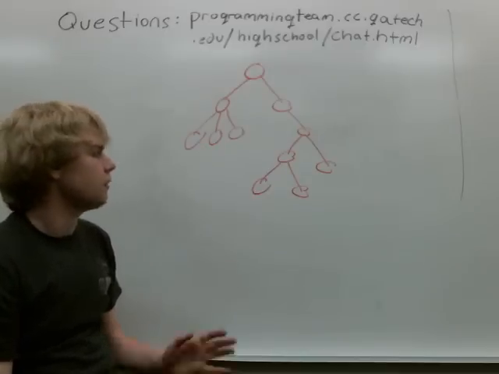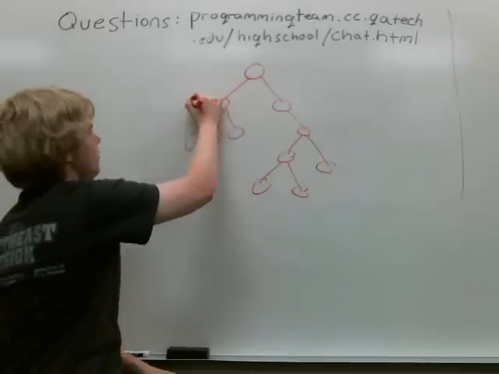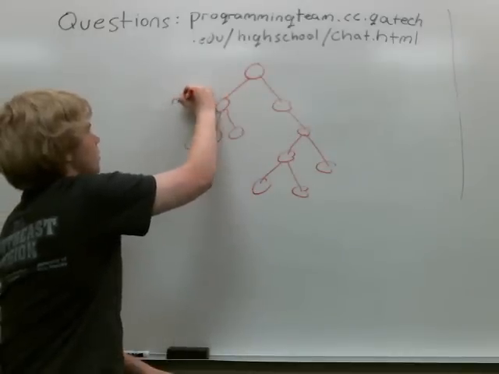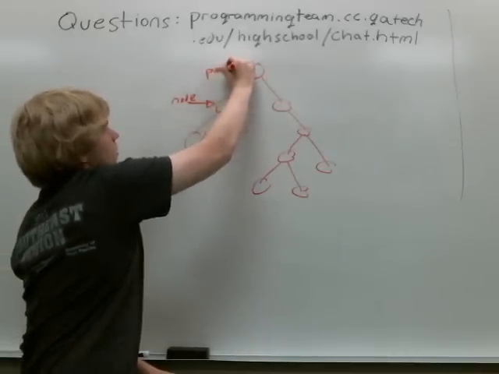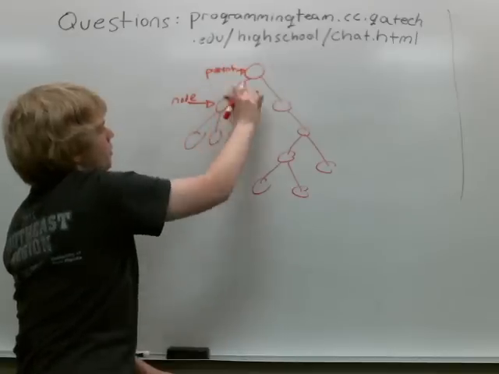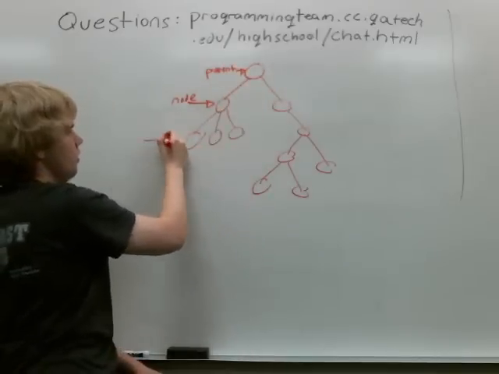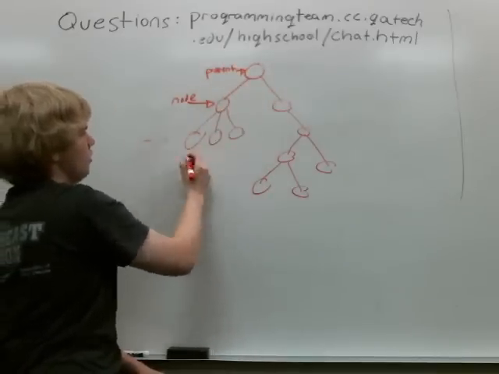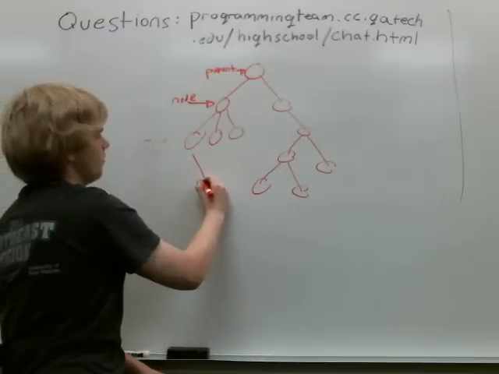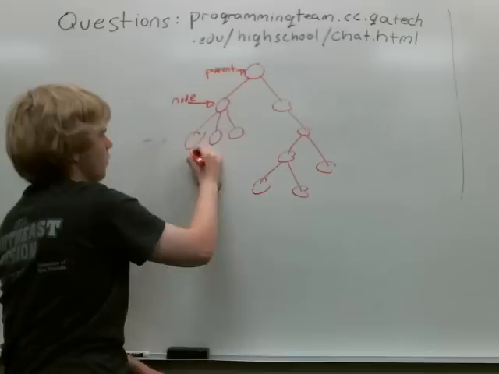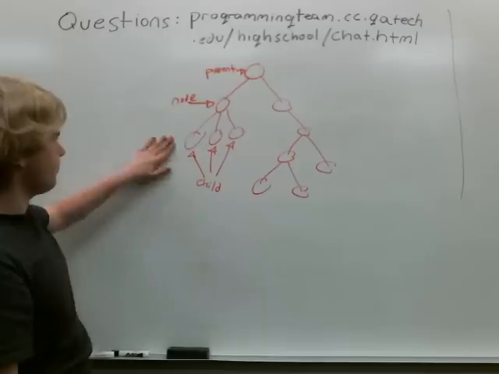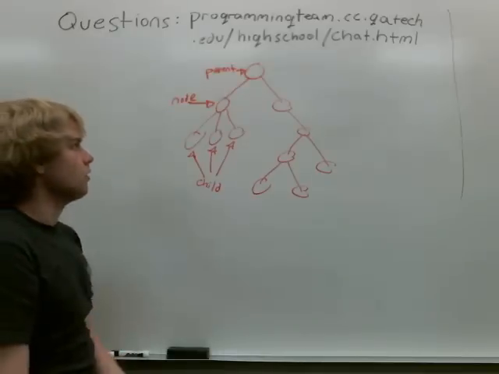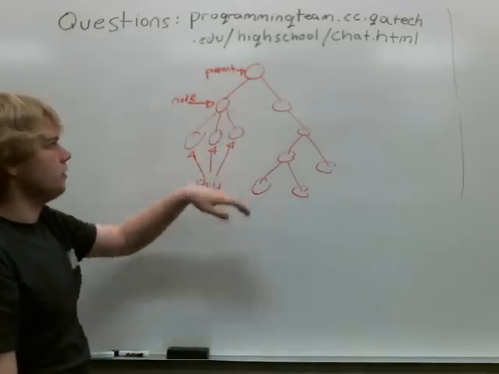Sorry, I'm saying all these terms. So if this is your node, then this is the parent, just like in your family tree, you can imagine this. And then these are all your children. So this is a child, this is a child, and this is a child. Okay? So you know your parent, your node, your children.